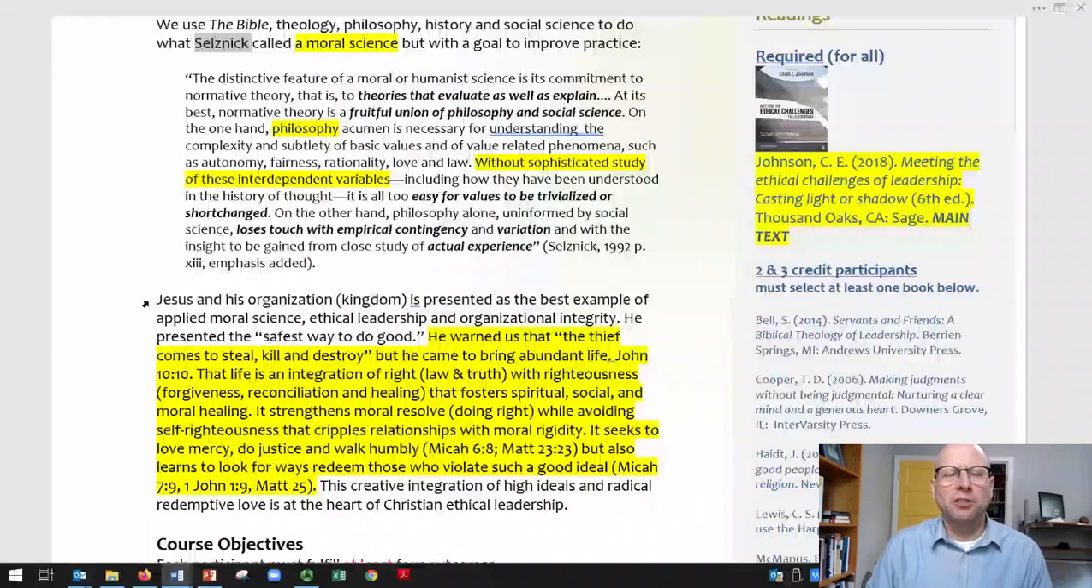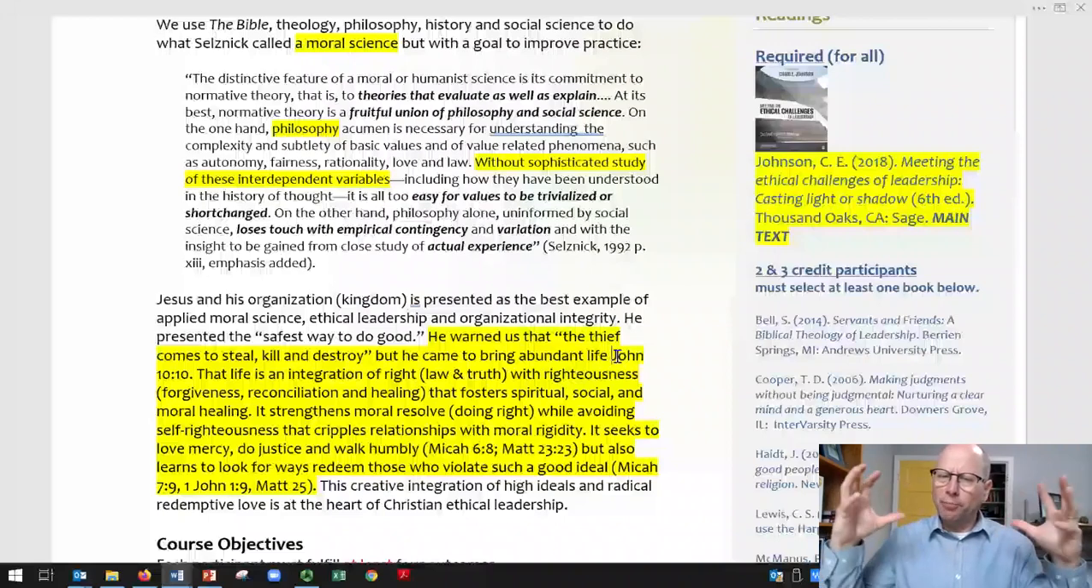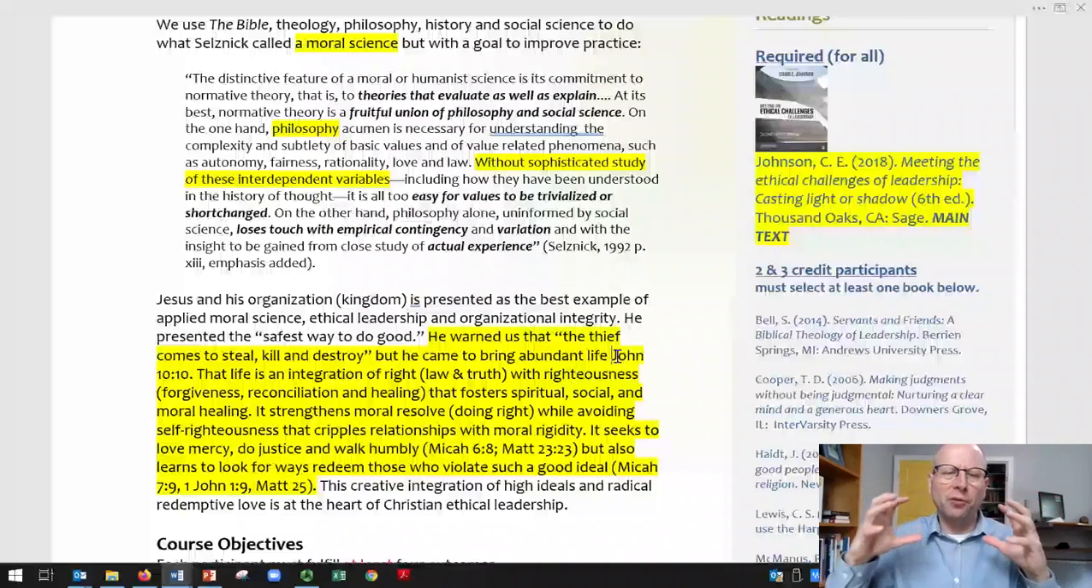Jesus in John 10:10 said one of the most profound things that has become one of my key verses of Scripture. John 10:10. The thief comes to steal and to kill and destroy, but I have come that they might have life and have it more abundantly. And so I think this life of abundance is a moral life. A moral healthy life, a physical healthy life, a socially healthy life is what God has envisioned for us. And this life is the integration of the right, which is the law and truth, and righteousness, forgiveness, reconciliation, healing. If you don't have both of those together, you get bifurcated very quickly.